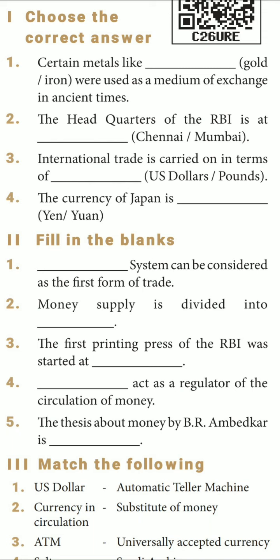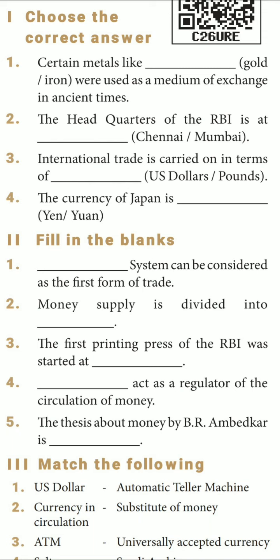Okay, next Roman number 2, fill in the blanks. First one, barter system can be considered as the first form of trade. Barter, B-A-R-T-E-R, barter. Second one, money supply is divided into dash, 4 types. Third one, the first printing press of the RBI was started at Nasik, N-A-S-I-K. Fourth one, the dash acts as a regulator of the circulation of money. The Reserve Bank of India. Okay, what's the answer? The Reserve Bank of India acts as a regulator of the circulation of money.